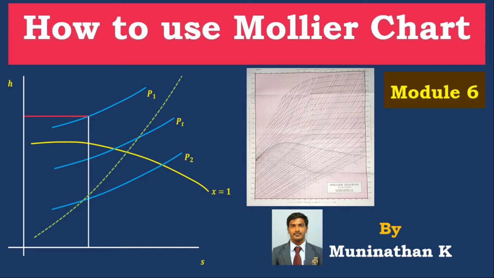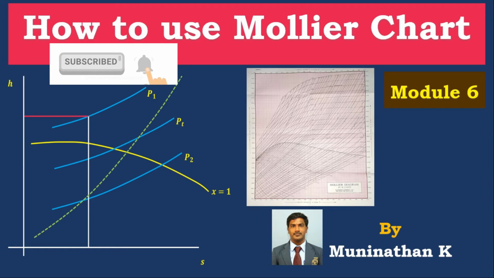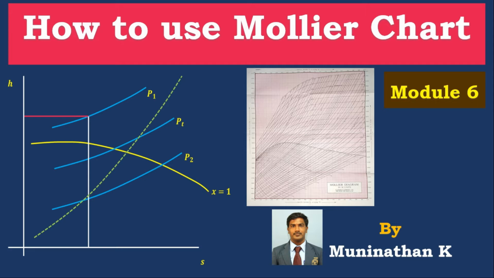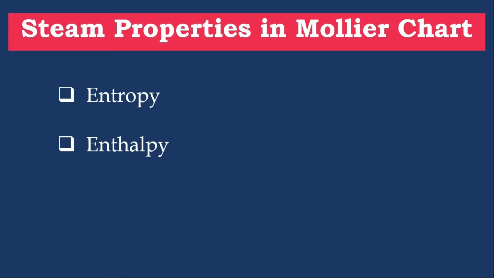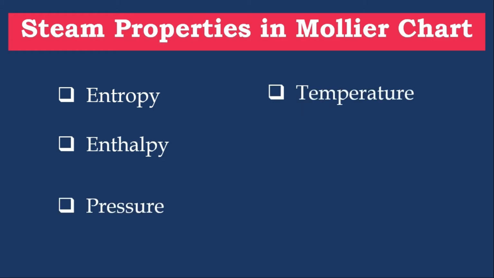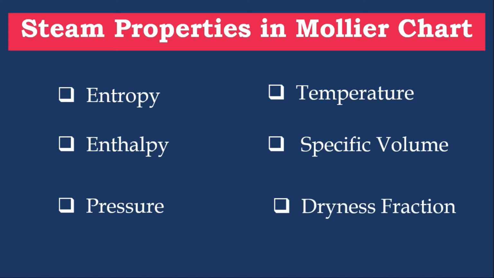If properties are unknown in a Mollier chart, then we have to go for a small mathematical calculation to mark the intersection point. Depending upon your perception, we can say the Mollier chart is 100% or 0%. Now we will discuss the properties that are available from the Mollier chart: entropy, enthalpy, pressure, temperature, specific volume, dryness fraction. These include specific entropy and specific enthalpy. Out of these six, any two parameters are needed to use the Mollier chart.